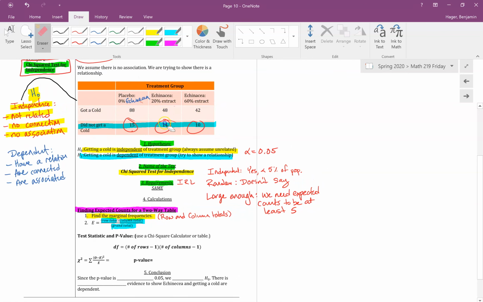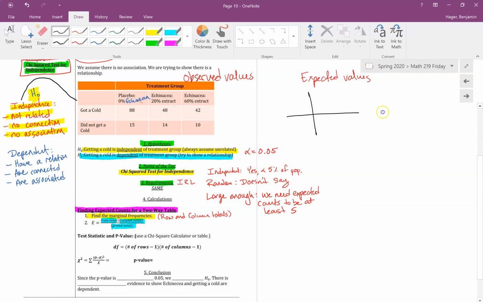But again, just to remind you, these were the observed values. Over here, let's write out my expected values. I'm going to draw a grid, and the categories are going to be the same. So right here, this was got cold, no cold. This is 0% echinacea. This was a 20% echinacea pill, and this was a 60% echinacea pill. So what I need to first calculate are the marginal frequencies. I need to figure out the grand totals for each column and row.